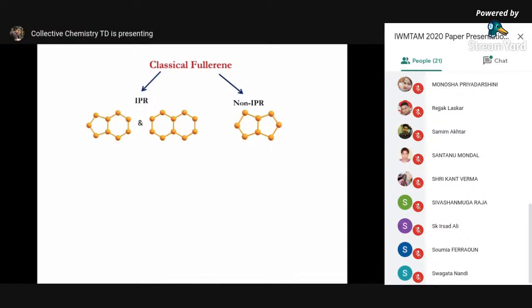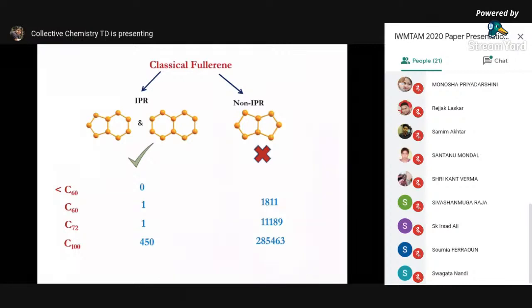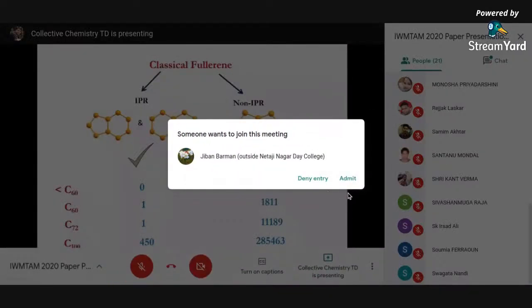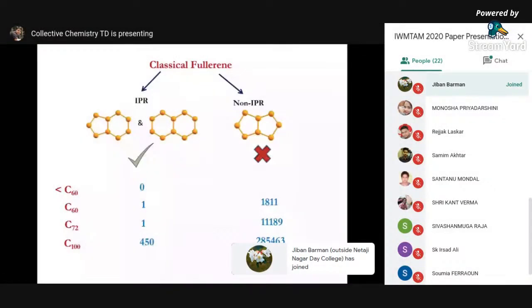IPR is called the isolated pentagon rule, which states that 6-6 and 6-5 fusings are capable of producing fullerenes, but 5-5 fusings are not. Below C60, there are no fullerenes which can form these 6-6 or 6-5 type fusings, so we don't get any fullerene below C60. For C60, we get only one IPR fullerene, and that is the icosahedral fullerene.